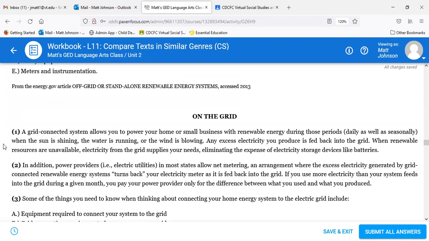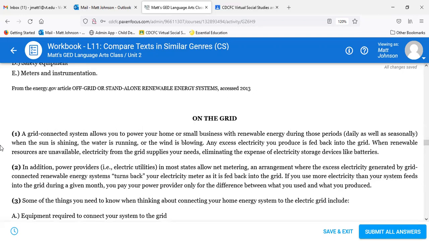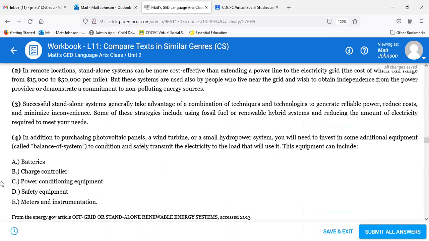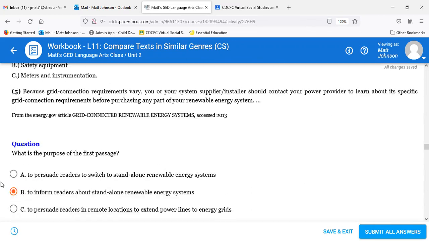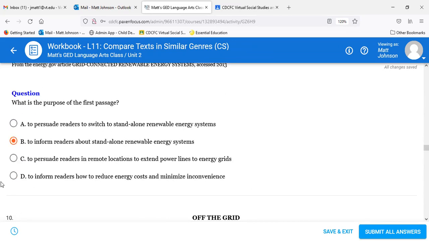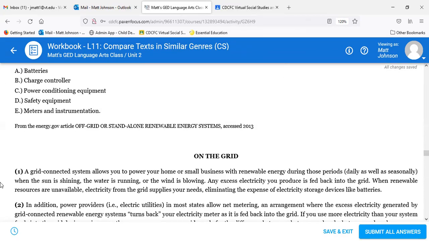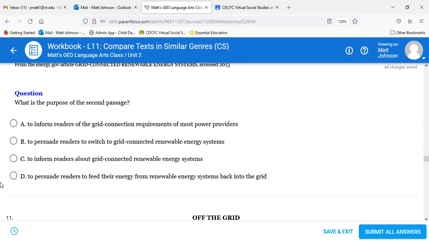the second passage says a grid connected system allows you to power your home or small business with renewable energy during those periods, daily as well as seasonally, when the sun is shining, water running, and so on. And then one also, for many people, powering their home or small business using a small renewable energy system that is not connected to the electricity grid, called a standalone system, makes economic sense and appeals to the environment. Right, same idea there, to inform readers what those are. So 9 is B. 10, same stuff.